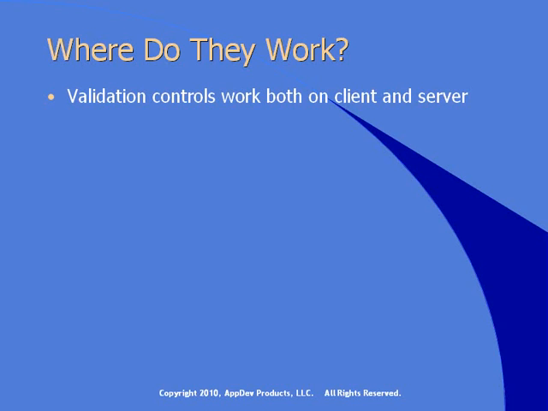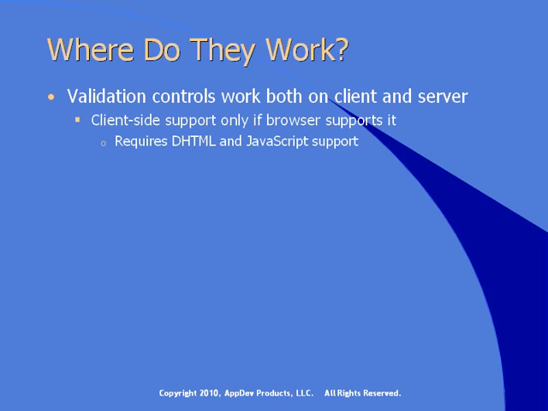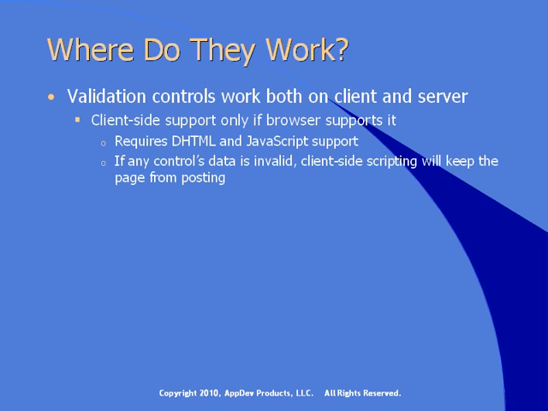Validation controls work on both the client and the server. On the client side, that support only works if the browser supports it, but these days, pretty much every browser supports DHTML, that's dynamic HTML, and JavaScript. If any control's data is invalid, the client-side scripting keeps the page from posting back, so it doesn't even make a round trip if the validation controls verify that the data isn't valid.